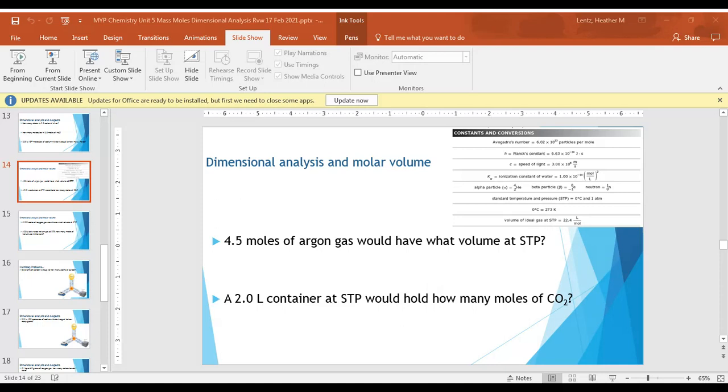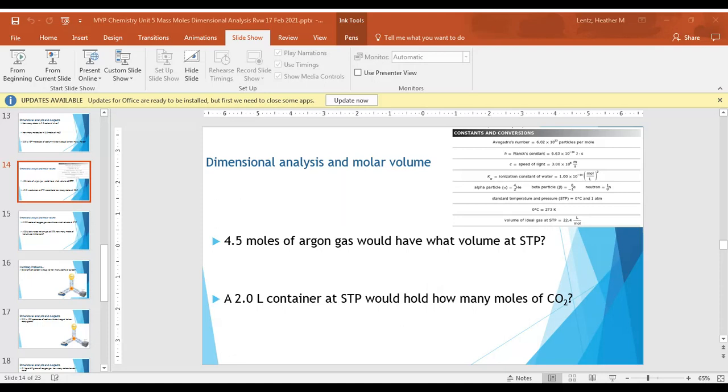This one, I've got 2.0 liters at STP. How many moles of CO2 would it hold? So 2.0 liters is my given. That's what I'm going to start with on my railroad tracks. I have liters on top. I want liters to go away. I want to convert my liters into moles. Liters on top, liters on bottom, so that the liters cancel out.